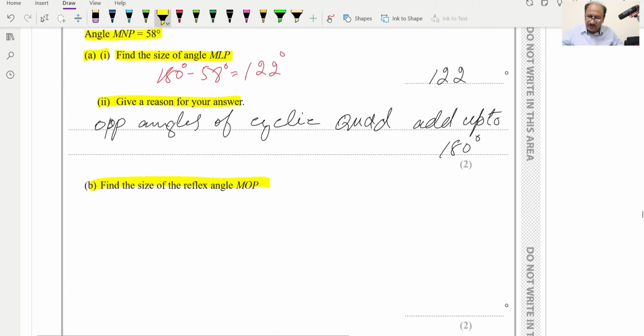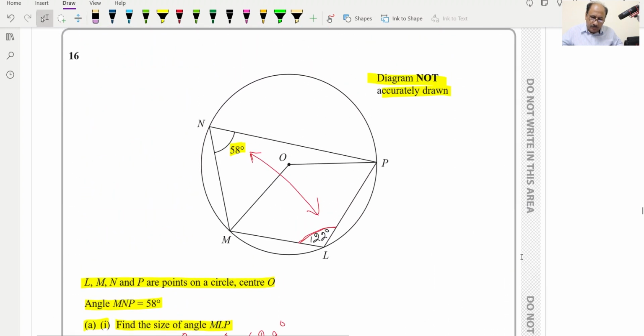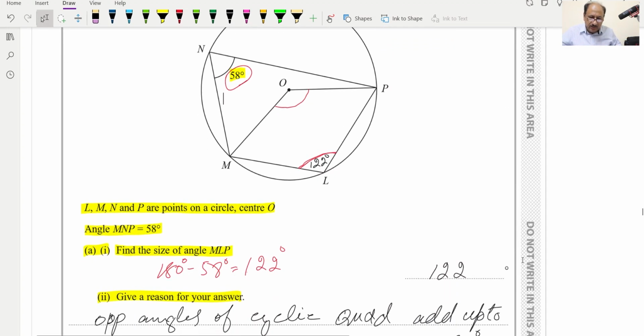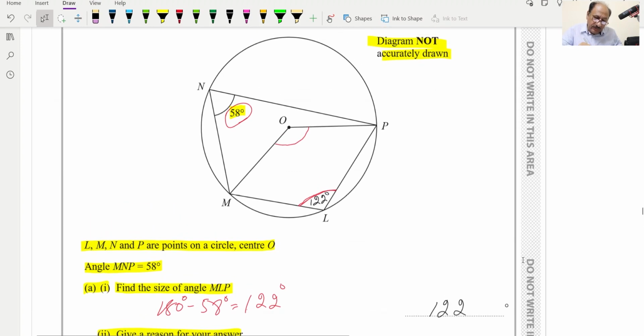So what is reflex angle MOP? Okay, so we require this angle, which is double of this angle, 58. So we can provide basically double of the angle. The MOP reflex angle is required, basically not this angle. They are looking for the reflex angle, so this will be the reflex angle.